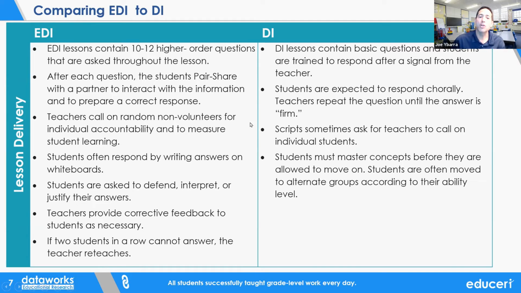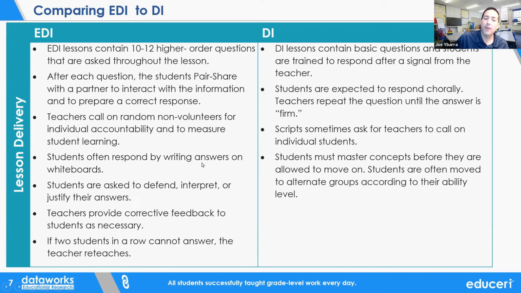Teachers call on random non-volunteers for individual accountability and to measure student learning. So I call on non-volunteers in 2 ways: by randomly selecting. Even when I'm seeing whiteboards, I'm not calling on a volunteer. I'm calling on the correct answers. Okay, they didn't volunteer their answers. But then afterwards, I do call on volunteers. After a couple of responses, I always ask, I've heard a couple great answers on context clues. Anyone else like to add to that? Are there any volunteers to that? So we do have a place for our volunteers.